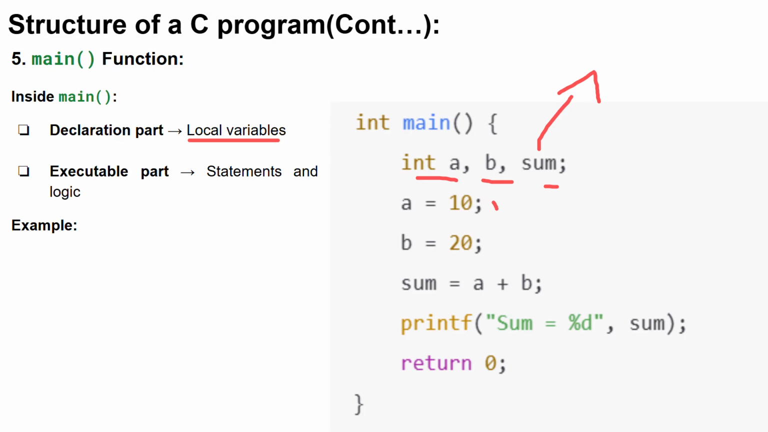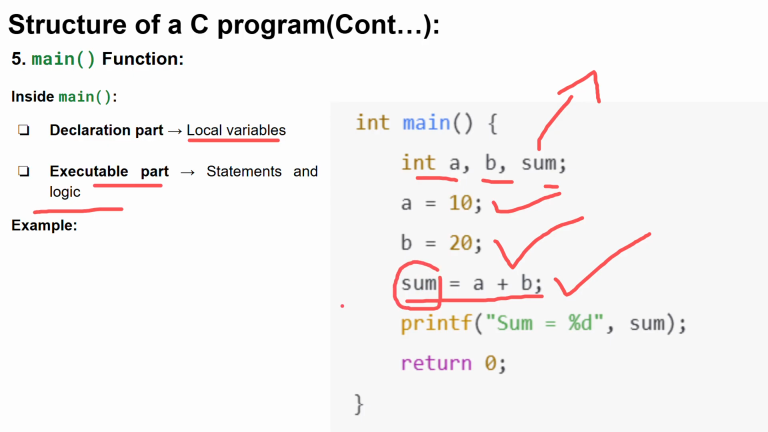Okay, we'll be assigning the value 10 to the variable a, 20 to the variable b, and we are doing some executable part. You can say sum equal to a plus b, so we'll be using an operation to add the a plus b variables, and we are storing that into the sum variable. Okay, and we are printing this sum value with the help of the printf statement.